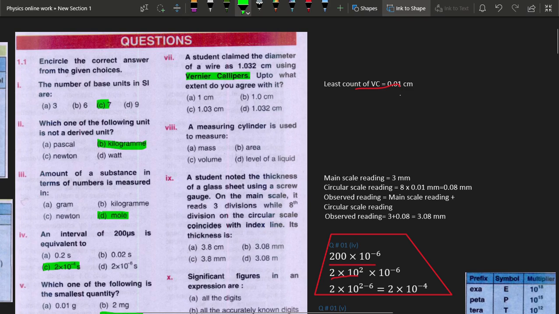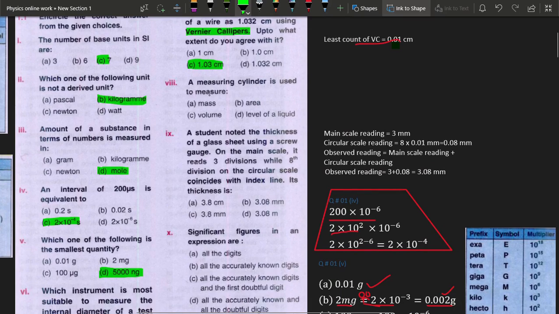So it means that we can measure up to 2 places after the decimal. So it means that option C is correct. It will be 1.03 centimeter. The last digit 2 cannot be verified. It is not significant in this case because our vernier caliper cannot measure this value. So that is why we skip this value.